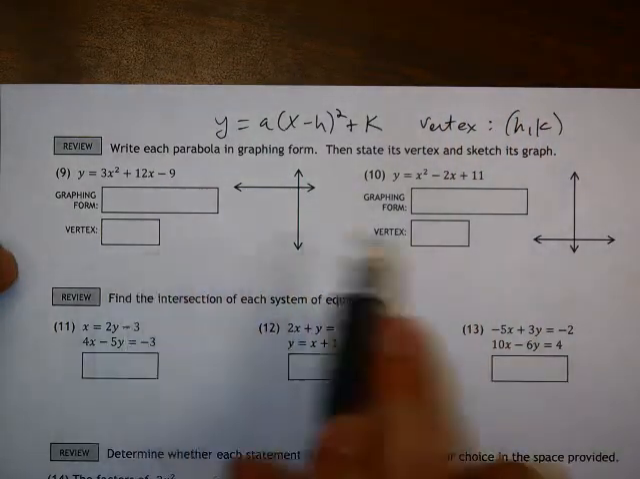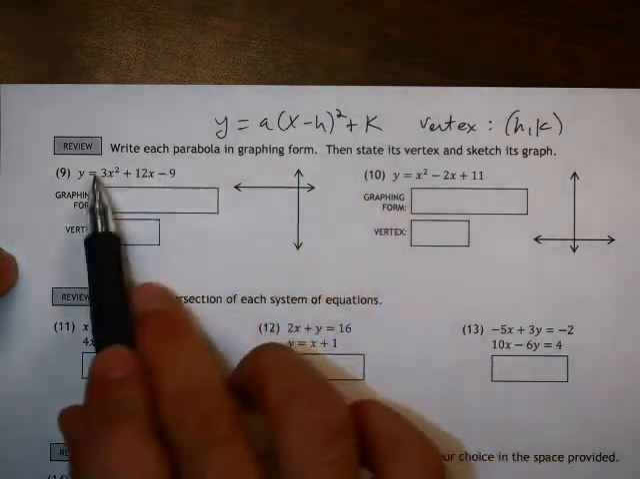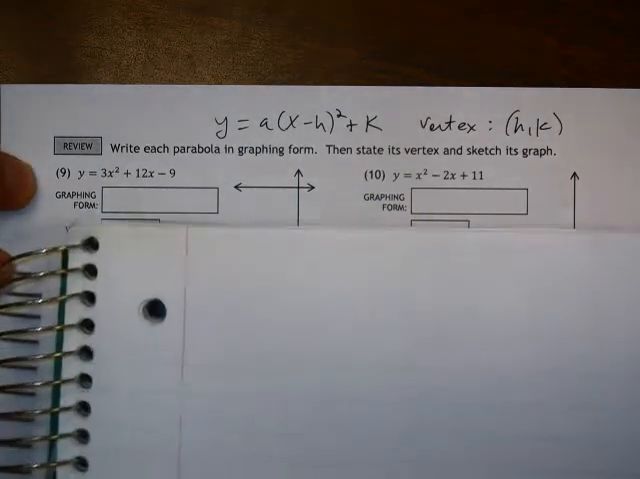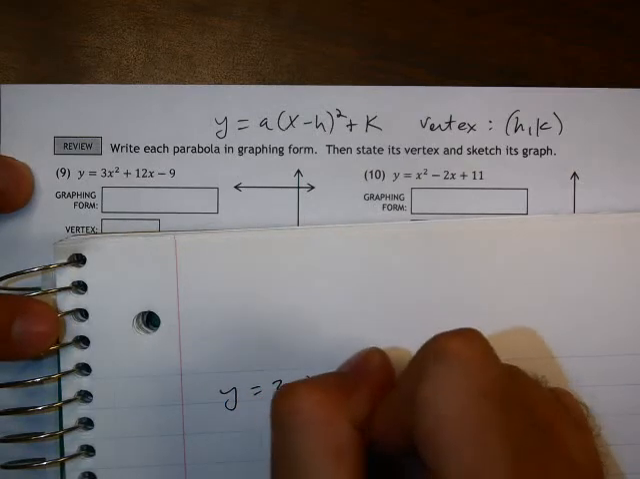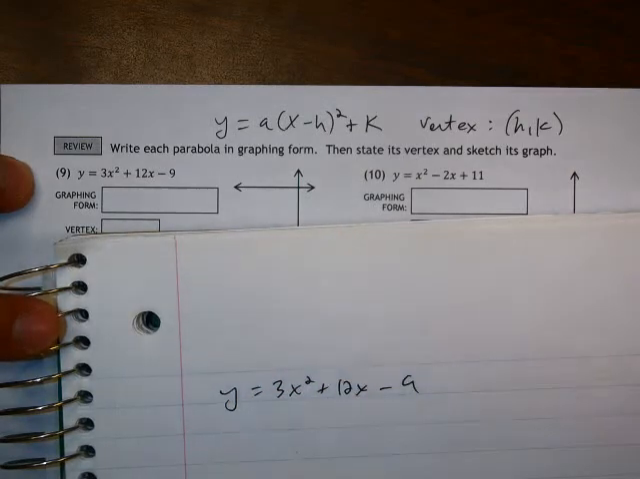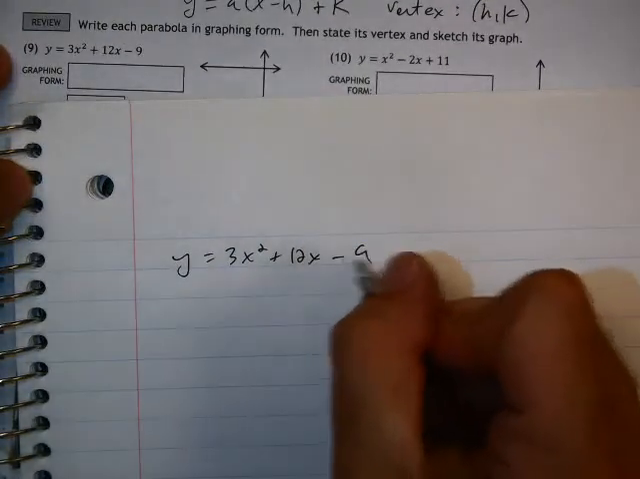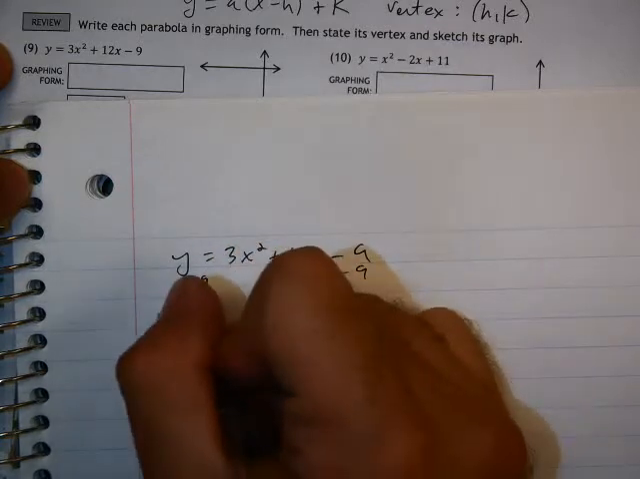And with both of these equations, usually what we're meant to do is complete the square to get the equation into this form. Now to show that work, I'm going to go here for number 9. I'm going to start with y equals 3x squared plus 12x minus 9. When you're completing the square, the first thing you want to do is move the constant term over. So I'm going to add 9 to both sides, so it becomes y plus 9.